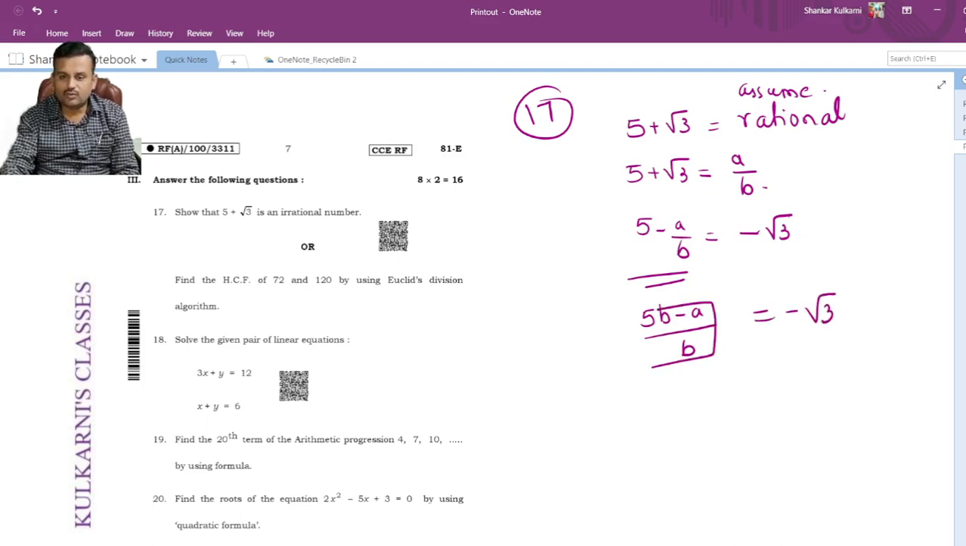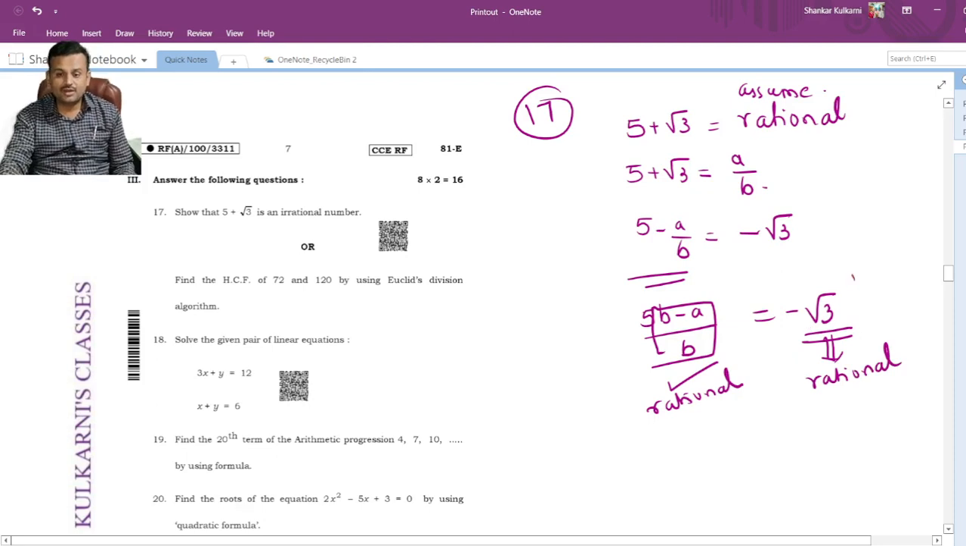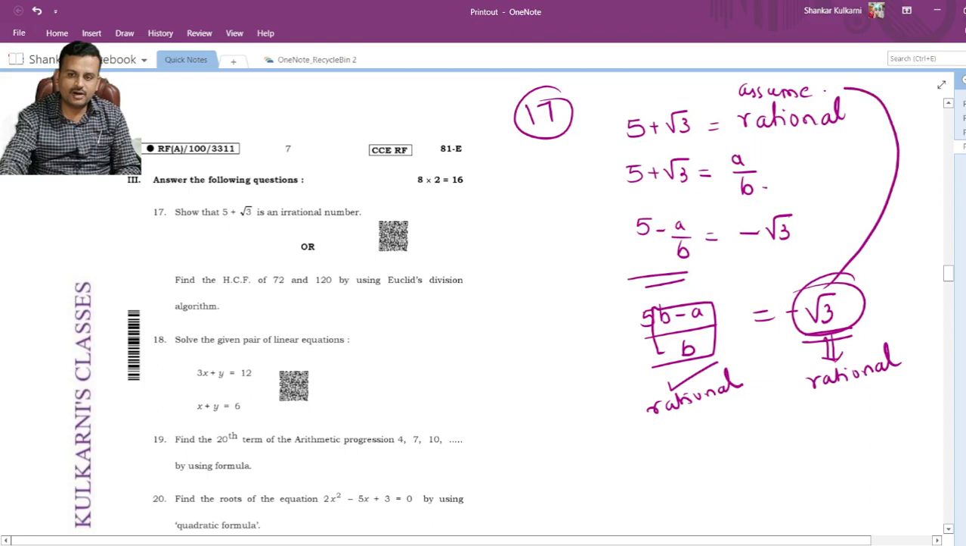But on this side, what we know here, a and b are integers. So this full part is rational. According to my assumption, left side is rational. But when left side is rational, which is equal to the right side, now the right part is also rational. But this is wrong, we know, because square root of a prime number cannot be rational. That means now what happened? My assumption is wrong.